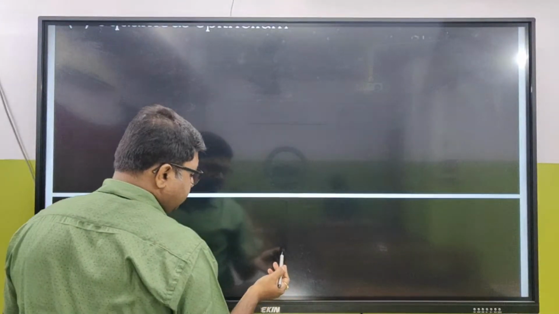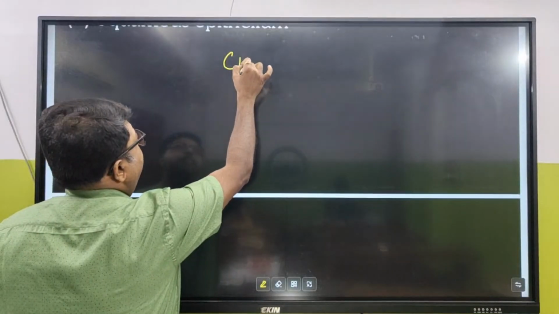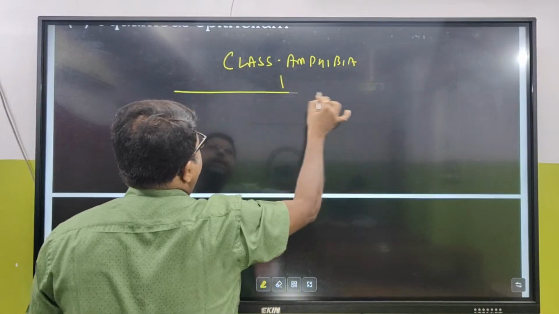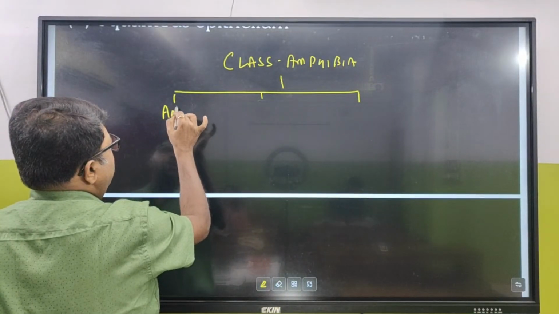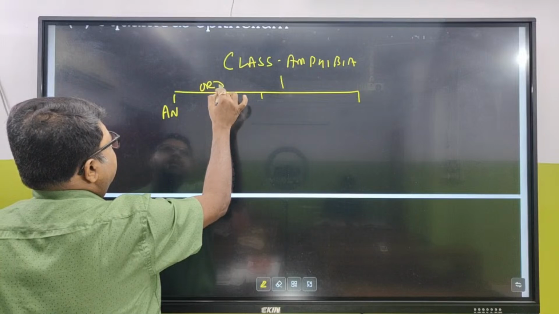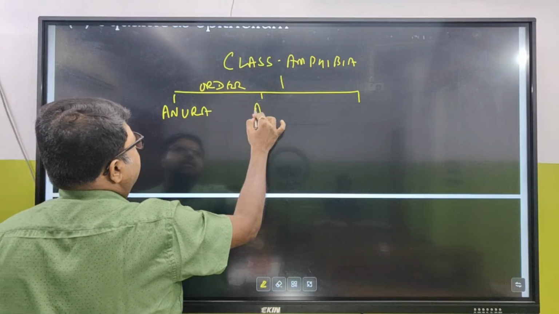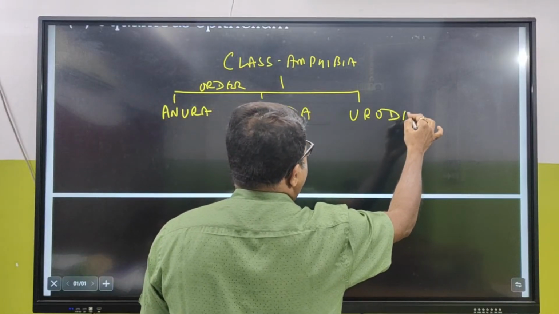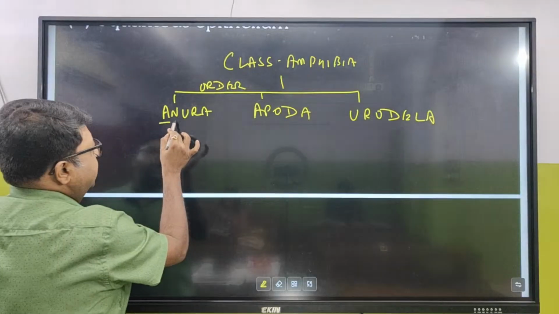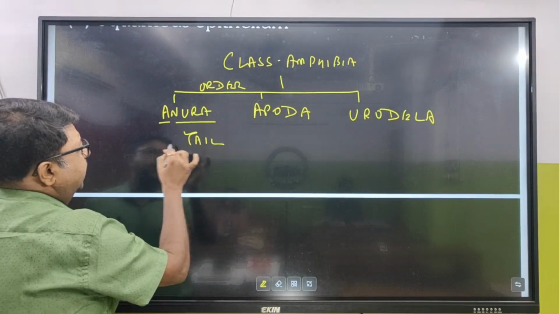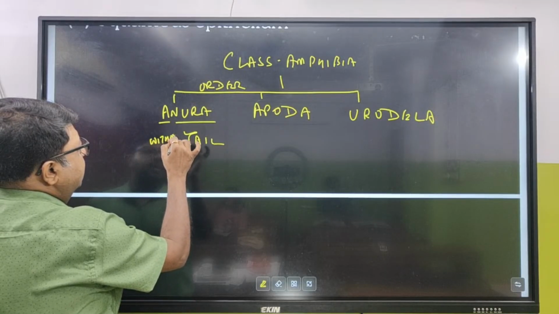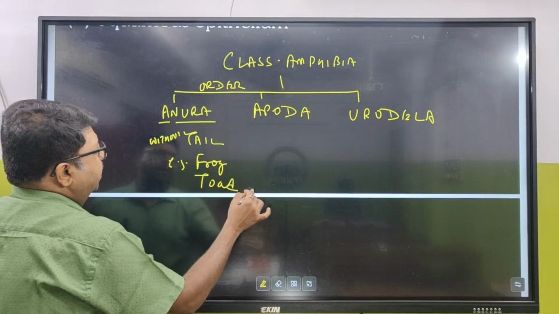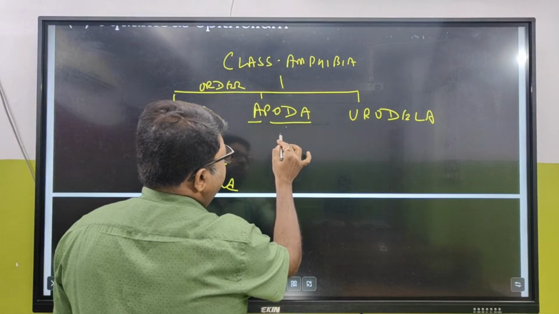Class amphibia can be classified into mainly 3 orders. The first one, very good, Anura, Apoda, and Urodela. So what is Anura? Nura means what? Tail. So without tail. Example, frog, toad.